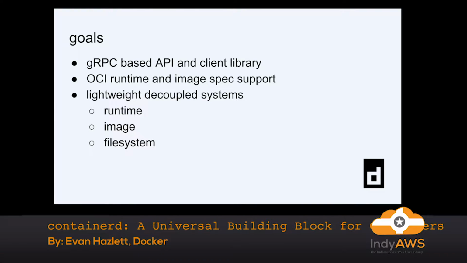So the goals of the project are very, very tight. The Containerd team does not want it to sprawl out and turn into its own platform. If you look in the repository at the goals of the project, it's meant to be a gRPC-based API client and library. So the backend server is all gRPC-based. It's very high performance. It is OCI runtime and image spec compatible, 100%.